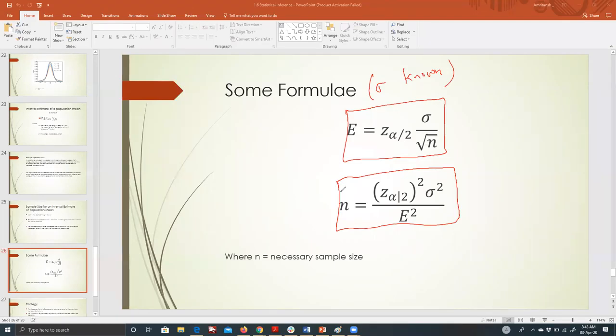So only by practice, only by seeing more and more questions, you will know whether it is a one tail or two tail problem. Okay. So wherever you see alpha by 2, immediately understand it's a two tail. Okay, the equations at least.